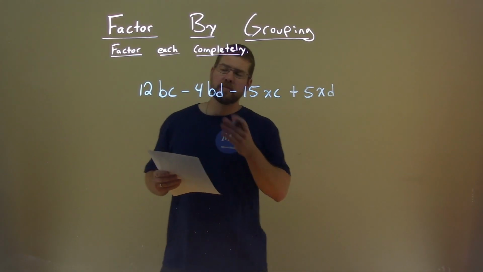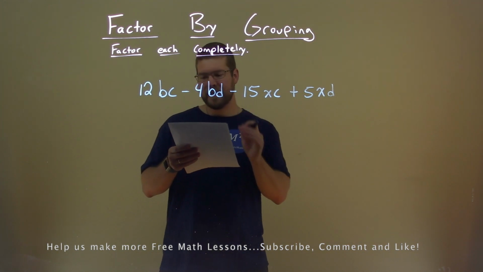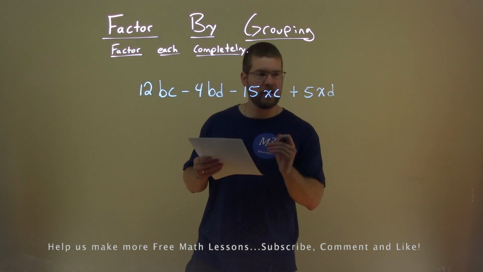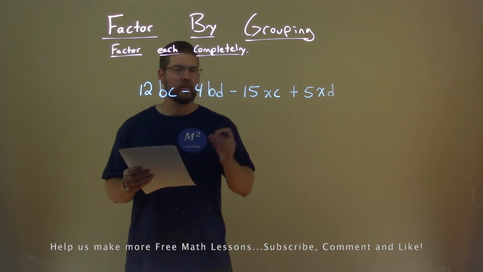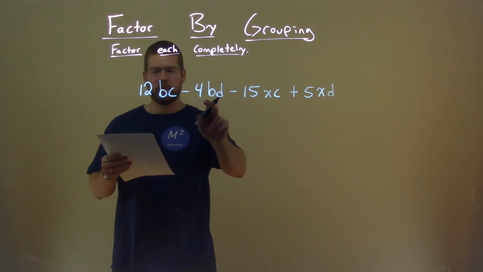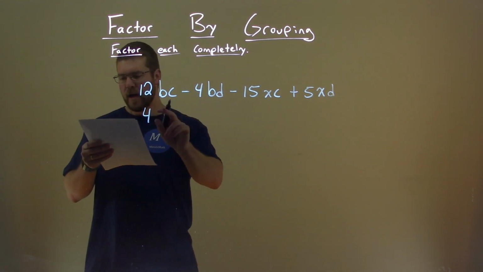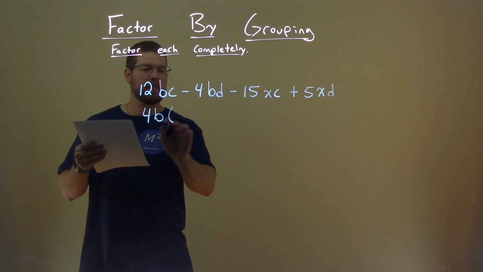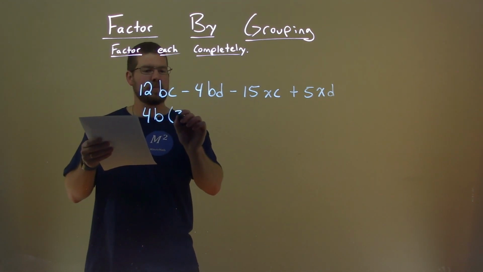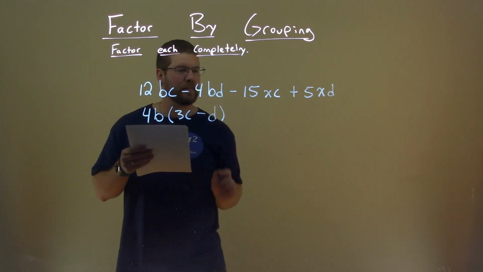We're given this problem right here. 12bc minus 4bd minus 15xc plus 5xd, and we need to factor this completely. Well, the first two terms here, I notice there's a common factor. I can pull out a 4, and I can pull out a b, which is in both parts. We pull out a 4b, what are we left with? A 3c in the first part, and minus just a d in the second.